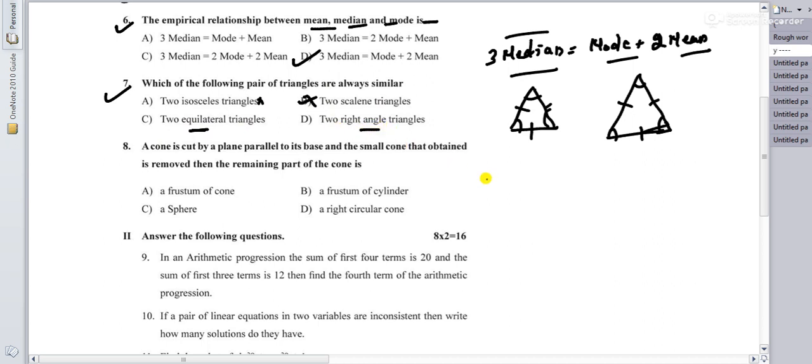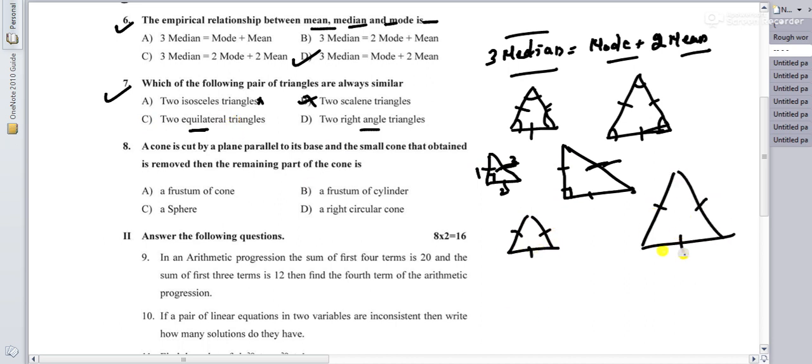Two right angle triangles? No, this cannot be, because for example if one is 1, 2 and 3, this can also be a right angle triangle, but it is not necessary that the sides will be in the same ratio. The hypotenuse can differ, or the other two sides can differ, meaning their ratio will not be equal. So the only case left is two equilateral triangles. Equilateral means all sides are equal. So definitely their corresponding angle is always 60°, and the sides are also in the same ratio, because if this is 2, 2, 2, the other can be any number, 9, 9, 9. So 2 by 9, 2 by 9, 2 by 9. Even the ratios are the same. Therefore, option number C is the correct answer.